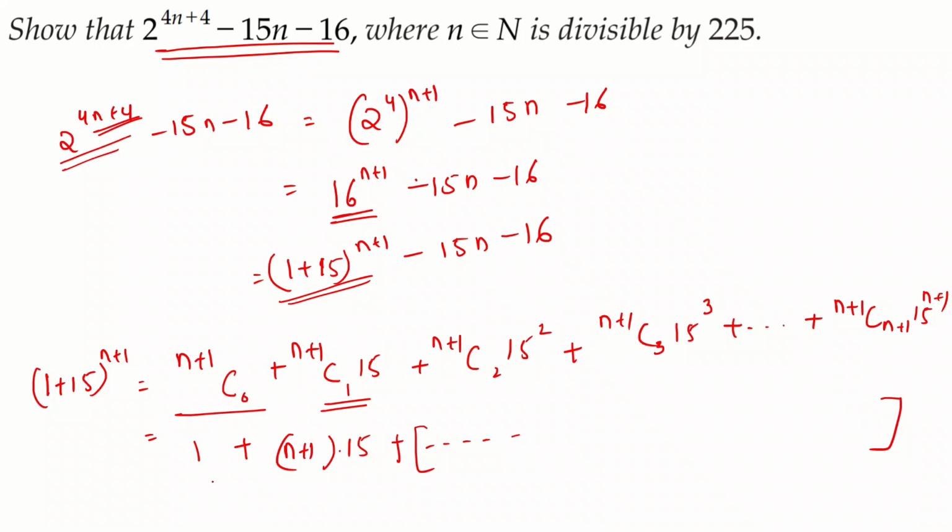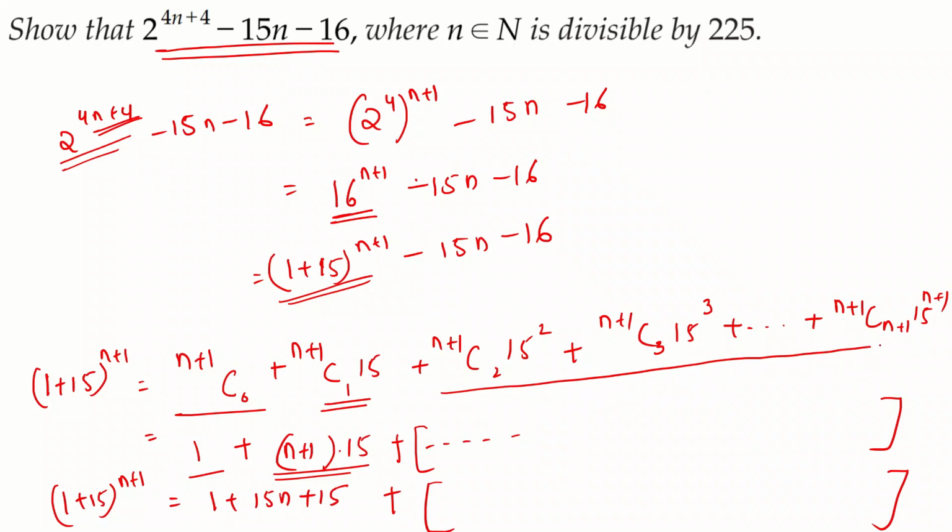Now what can I do? Again, in a similar manner, I'll multiply all of these and take it to the other side. So what I get, 1 plus 15 whole to the power of n plus 1 is equal to 1 plus 15n plus 15 plus whatever is there afterwards, this entire thing. I'm not writing it down, but you do write it down in your examination. I'm a lazy boy, you shouldn't be like me, please. So if I take everything on the other side now, what do I get?